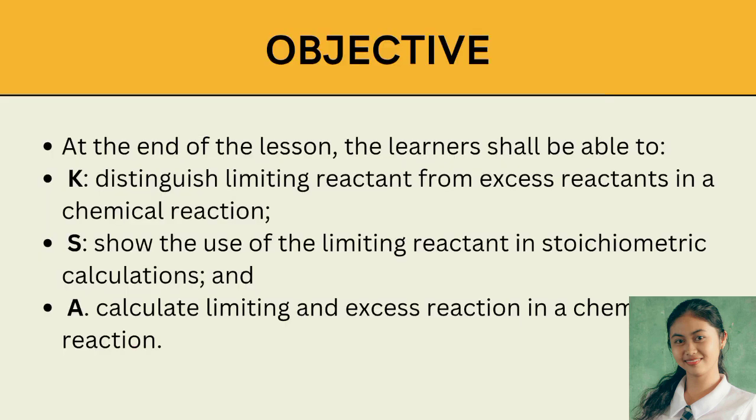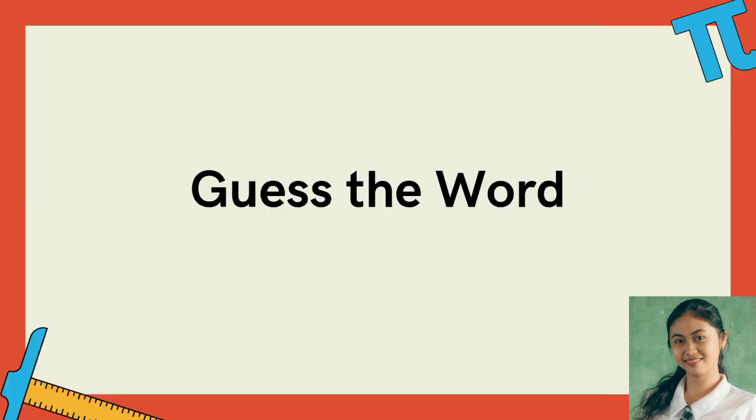So, the objective of this report is that at the end of the lesson, the learner should be able to distinguish limiting reactant from excess reactants in a chemical reaction. Second, show the use of the limiting reactant in stoichiometric calculations. And third, calculate limiting and excess reactants in a chemical reaction.